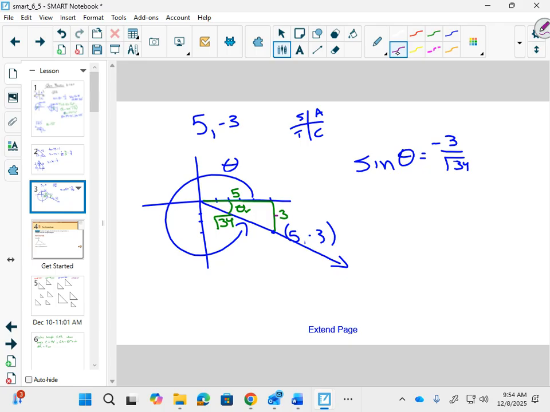And then I always use the CAST rule in the end, just as a double check. Should it be positive or should it be negative? And in quadrant 4, only cosine is positive. So sine should be negative.